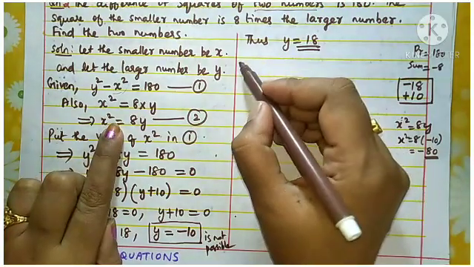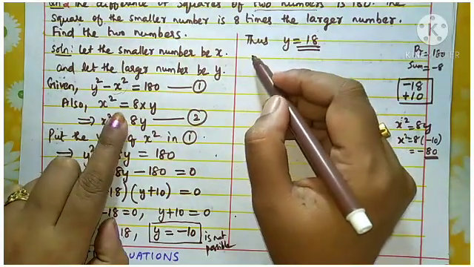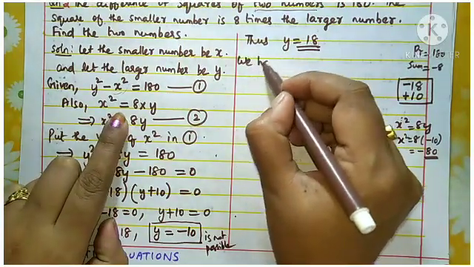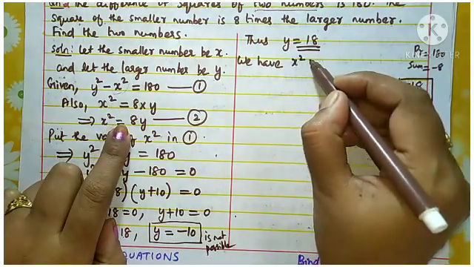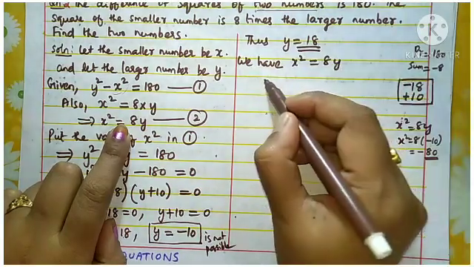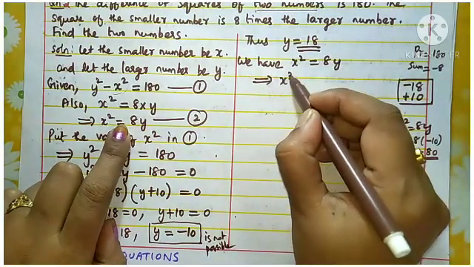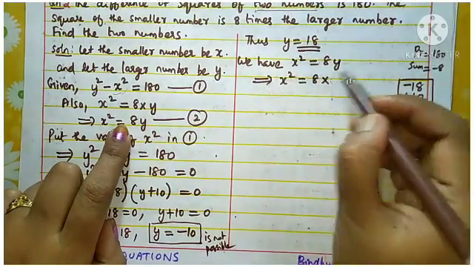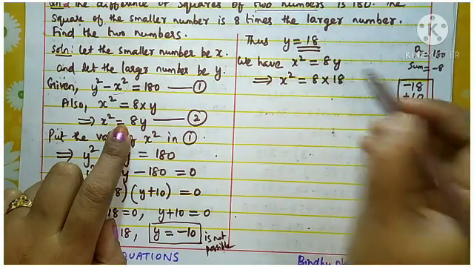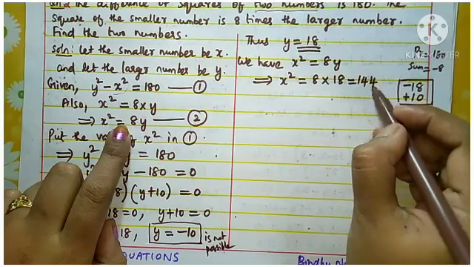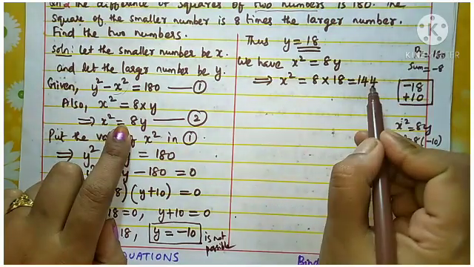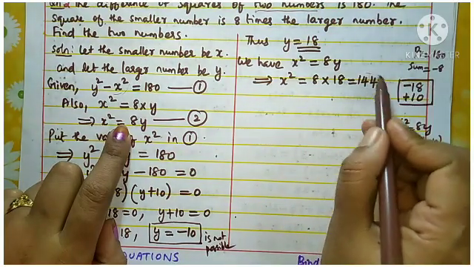Okay. Now we have, what is the value of x square? 8y. So this implies x square is equal to 8 into, put the value of y, 18. What is 8 into 18? You will get 144. So x square is 144. It is a square number.